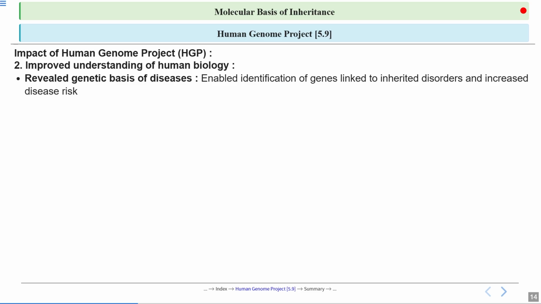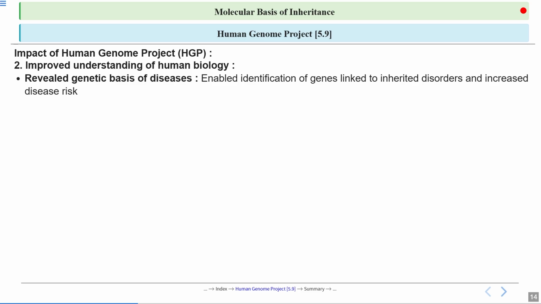That's why that phenotype hasn't been shown in the parents, but when it comes to the child, he or she is showing that disease. So from this we can enable the identification of genes which are linked to inherited disorders or even increased disease risk. For example, if a parent has only one child who has this disease, the other has, again just like the parents, one dominant allele and another recessive allele.